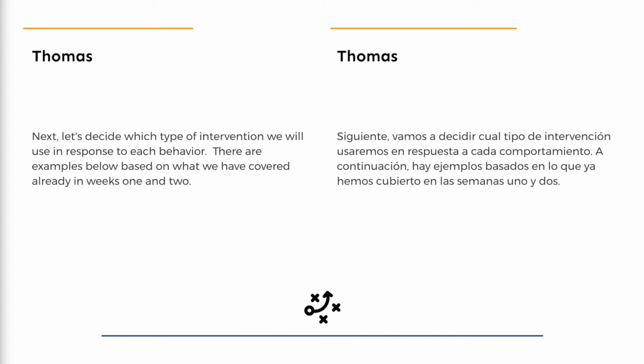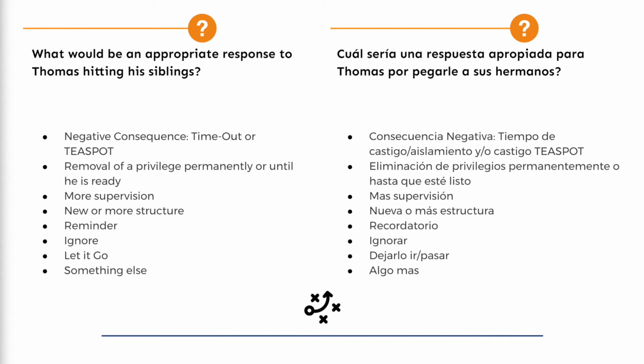Next, let's decide which type of intervention we will use in response to each behavior. There are examples below based on what we've covered already in weeks 1 and 2. What would be an appropriate response to Thomas hitting his siblings? Take a look at the lists. Which of these is appropriate for hitting his siblings? This would call for a timeout or a T-spot depending on his age. More supervision is probably necessary also.